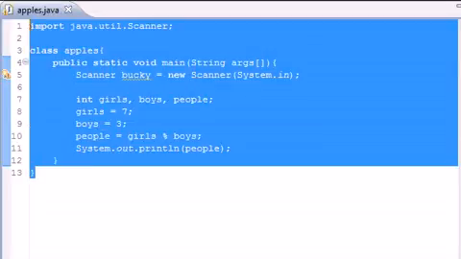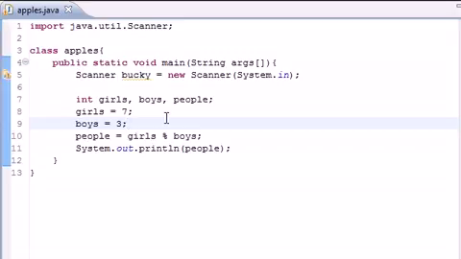Practice this little program, girls and boys and people counters, I guess. And once you get good at all the math operators, you're ready to move on to my next tutorial.